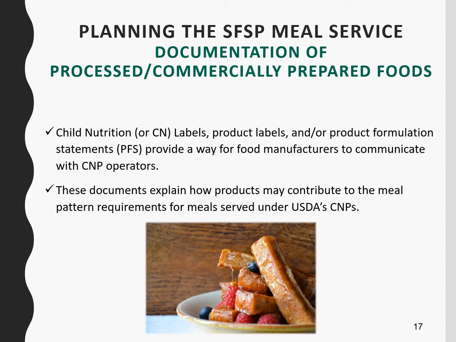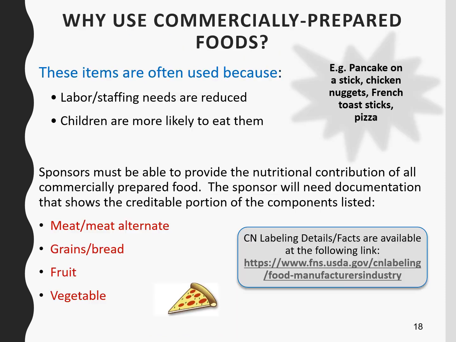Child nutrition labels, or CN labels, product labels, and/or product formulation statements provide a way for food manufacturers to communicate with CNP operators. These documents explain how products may contribute to the meal pattern requirements for meals served under USDA's child nutrition programs. Why do we see frequent use of commercially prepared foods in child nutrition programs?